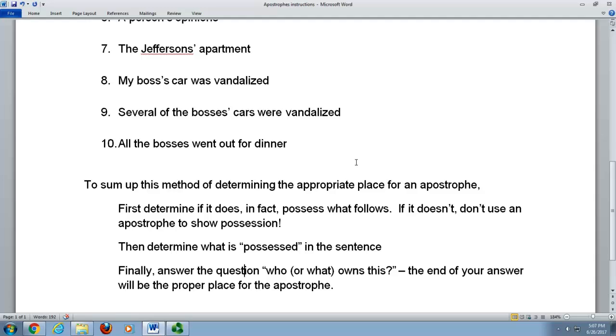Well, I hope this has been helpful for you. Feel free to play it again and pause it if you want to read things more slowly. But I really hope that this helps you with those tricky apostrophes.